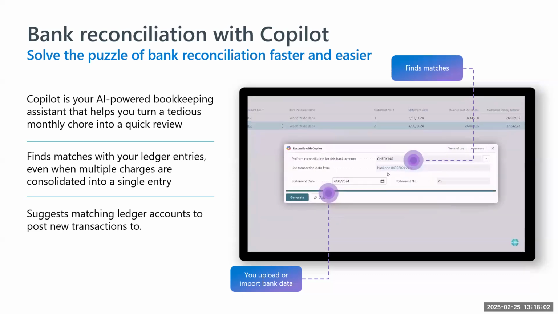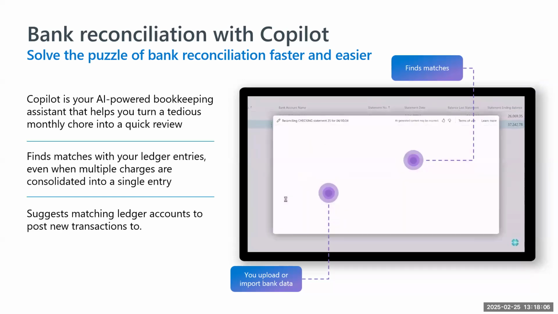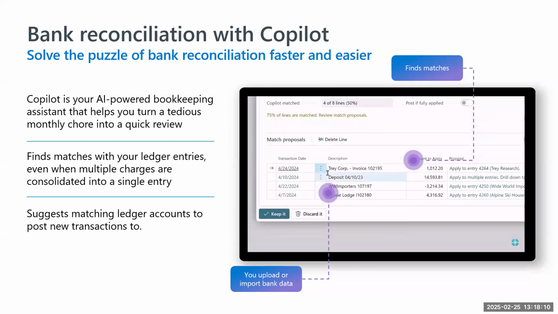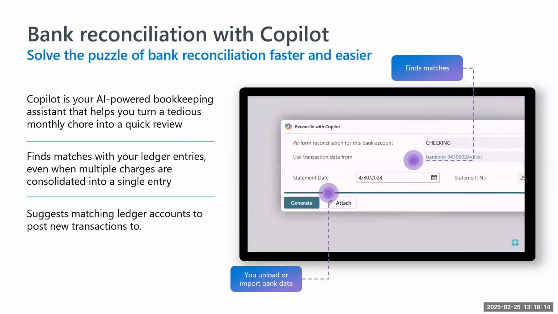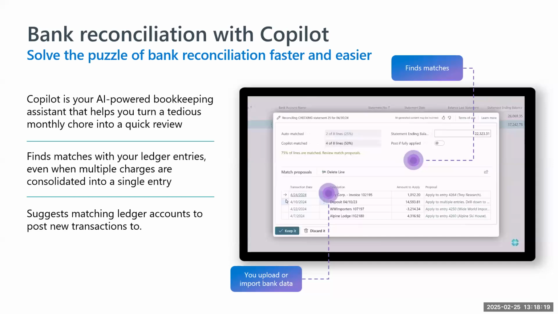But now with Copilot, it actually understands the text inside of that description field. So even though you don't have exactly the same match, Copilot can still understand that, and based on its understanding, look at different things and give you that match.